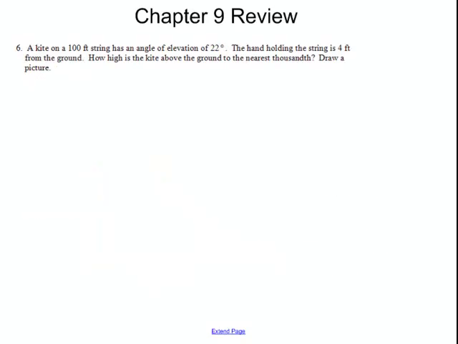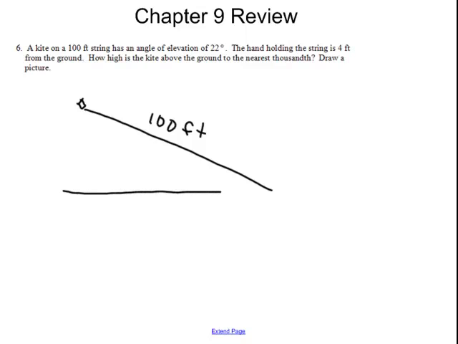Number 6, I've got a kite. Here's my kite, and it is on a 100-foot string at an angle of elevation of 22. So this is a 100-foot string, has an angle of elevation of 22 degrees. And the hand holding the string is 4 feet above the ground. So look, there's the hand. It is 4 feet above the ground. So the kite over here must also be 4 feet.